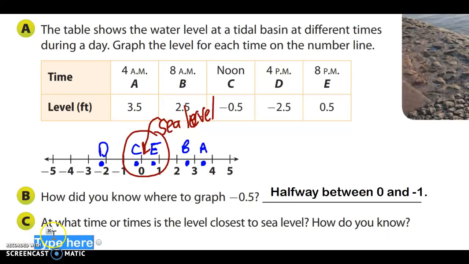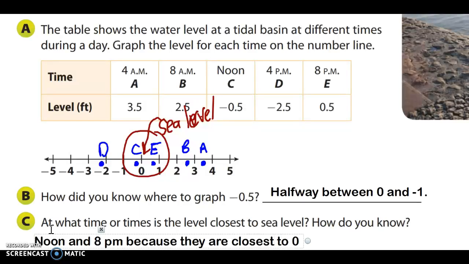So I'm going to start with answering with the times. C is noon, and then I have another answer. E is 8 p.m. So I'm going to say noon and 8 p.m. And then it says, how do you know? And I'm going to say, because they are closest to 0 on the number line.